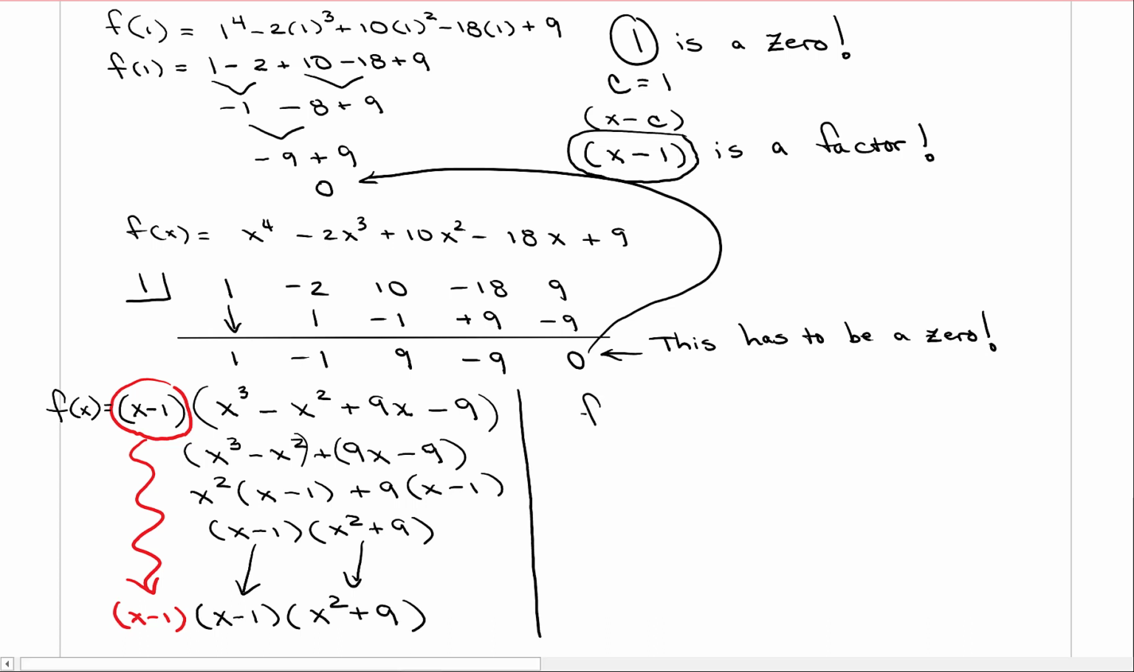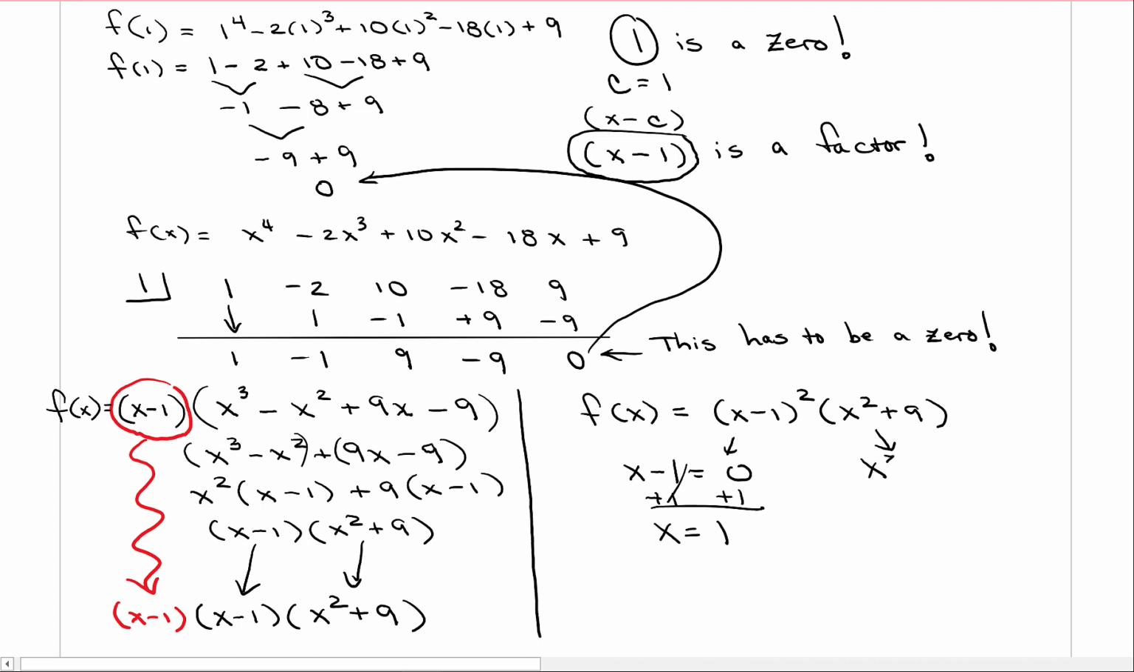So I've got the factored form of f of x. Here it is: f of x is equal to x minus 1 quantity squared times x squared plus 9. I'm going to set each one of these factors equal to 0 and try to solve them. For the first one, I get x is equal to 1. The second one, x squared plus 9 equals 0. If I subtract 9 from both sides, I get x squared is equal to negative 9. If I try to take the square root of both sides, we have a problem because we have a negative inside of a square root. This is going to give me plus or minus 3i.